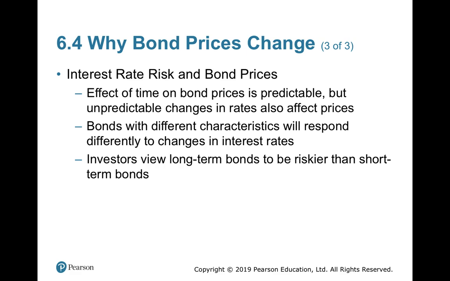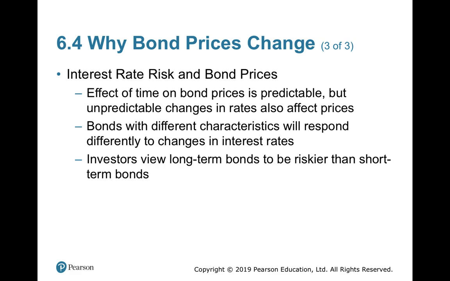But what is unpredictable? The market interest rate. That is unpredictable. So the market rate of interest normally affects the prices of the bond. Bonds with different characteristics will respond differently to changes in the interest rate. Once the market interest rate changes, bonds with different characteristics will respond differently.